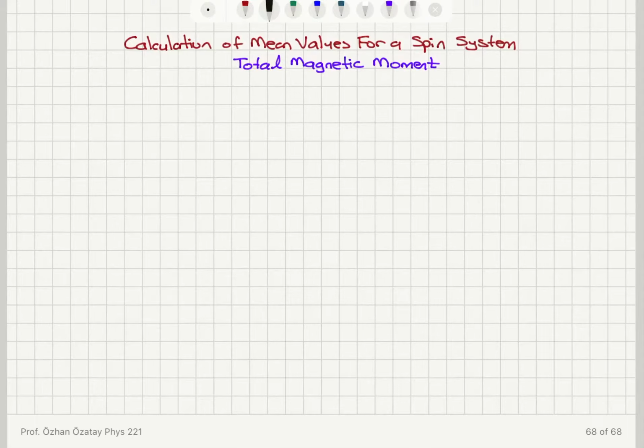Let's consider an ideal system of n spin 1/2 particles. So let's say that we have capital N spin 1/2 particles in an ideal spin system. So we have non-interacting spins again.